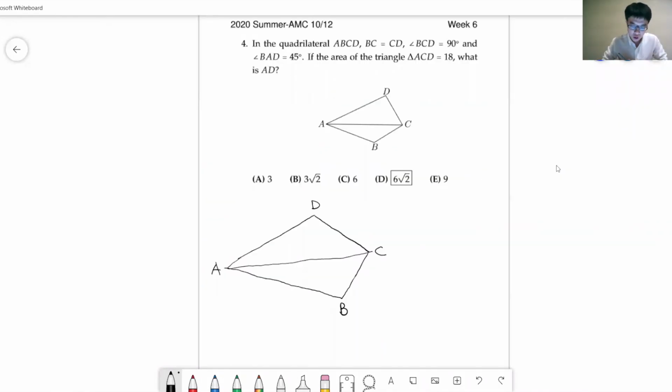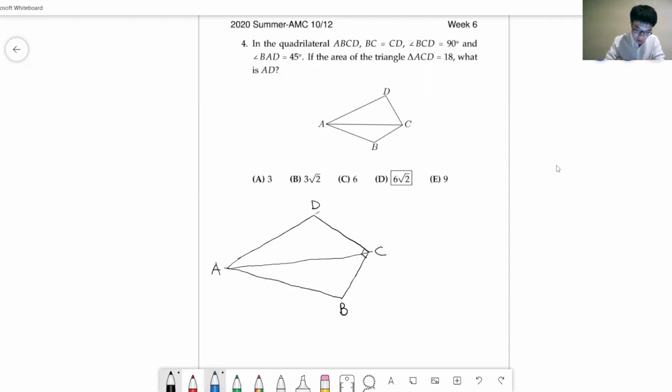Problem 4, so we have this quadrilateral ABCD, BC equals CD, and they are perpendicular. And we know the angle BAD equals 45 degrees. And then the area of triangle ACD is 18, that's given. So we need to find the length of AD. So the idea is as follows.